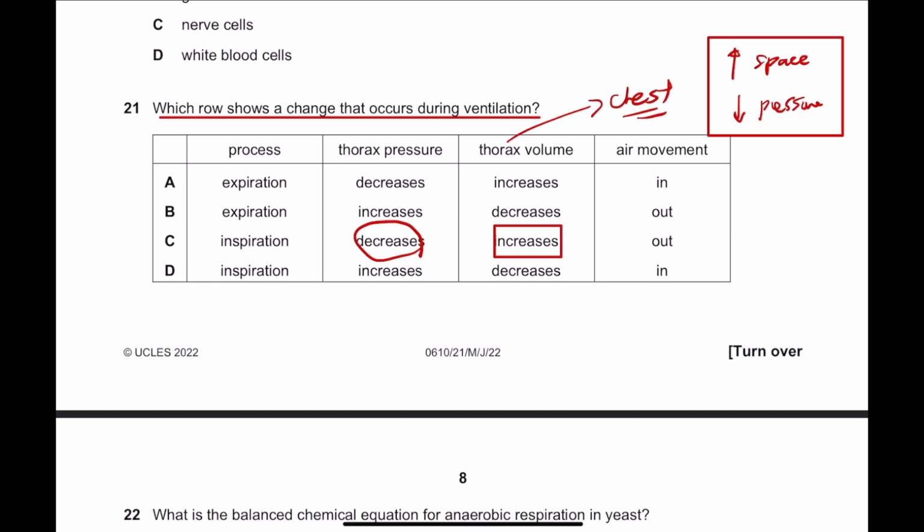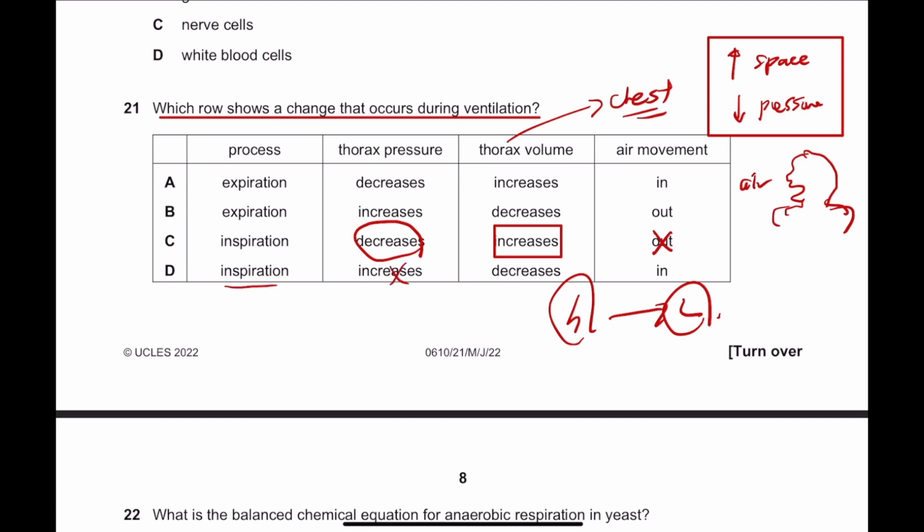So air outside the body is relatively at lower pressure than inside the body. Air always moves from high pressure to low pressure. Hence the air movement goes in. So this is not right. And this is of course not right.